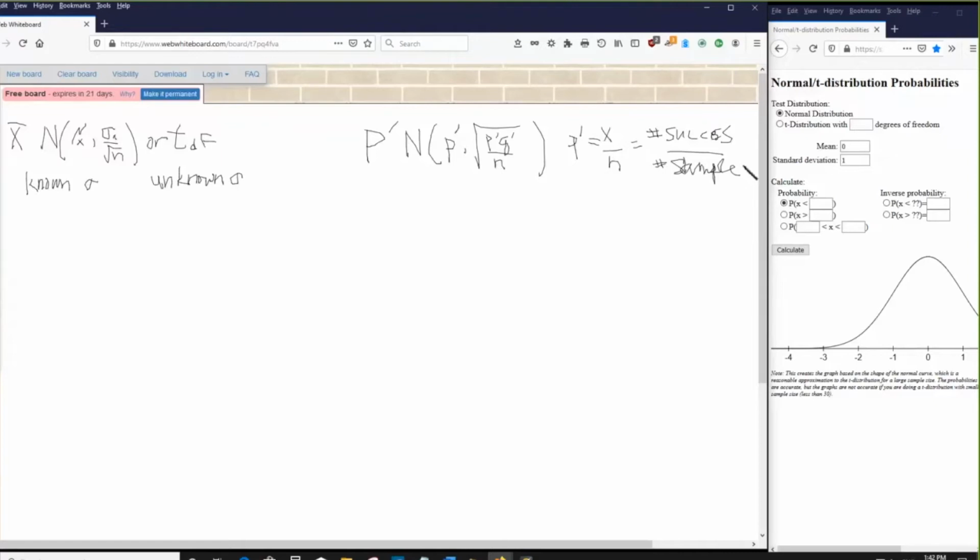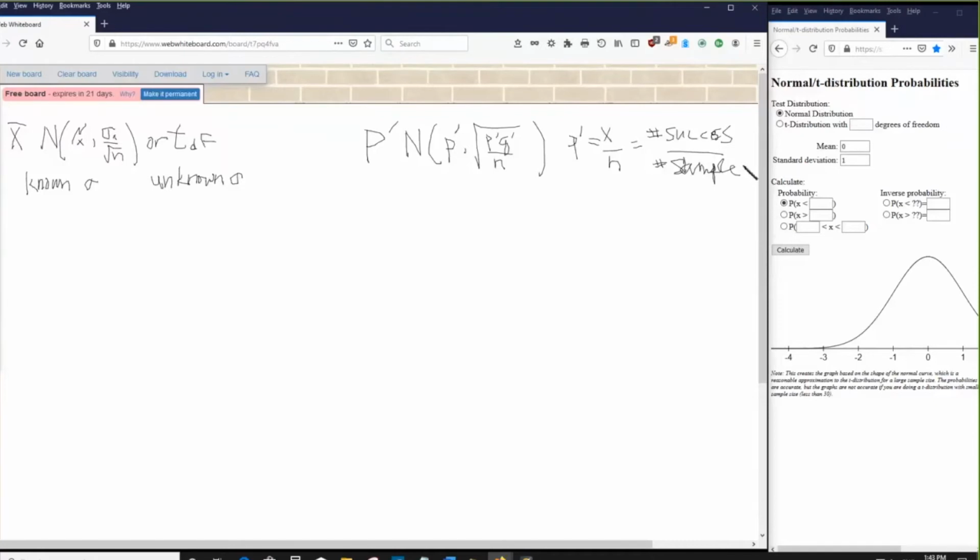So if we have a single population mean, we're going to use the normal. So if we have a single population mean, known population standard deviation, we're going to use the normal test with the z-scores. If we have a single population mean with an unknown population standard deviation, we're going to use the student t-test distribution and the t-scores.